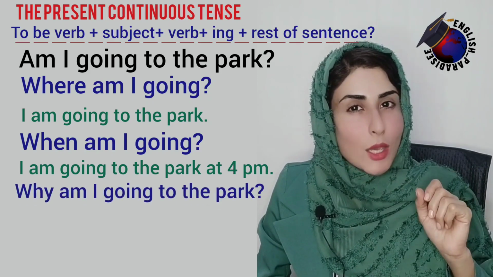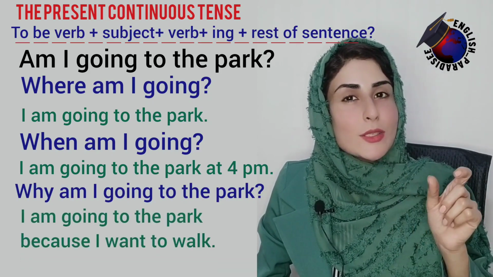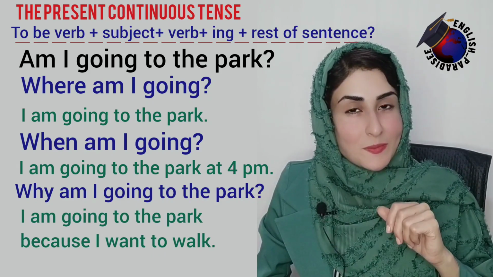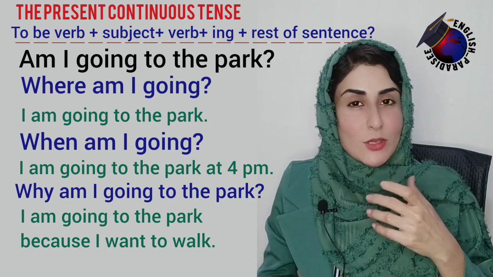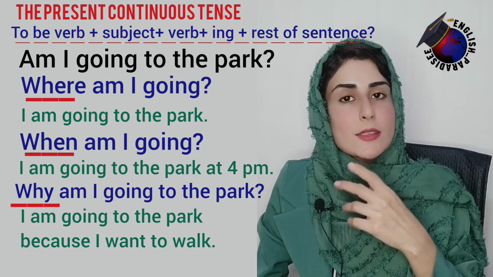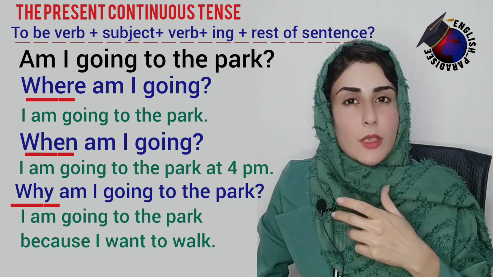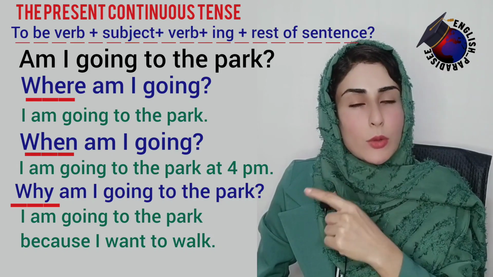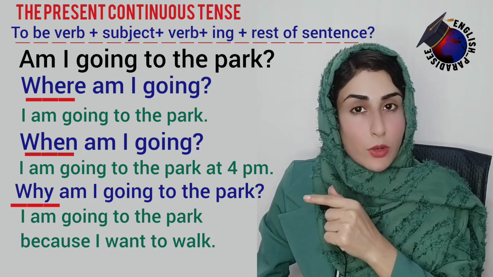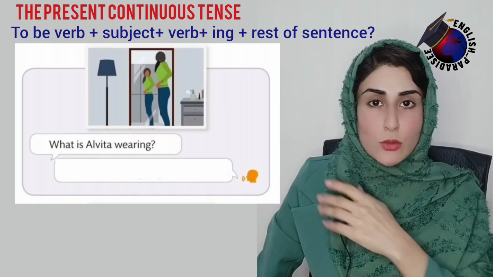Why am I going to the park? The answer would be, I am going to the park because I want to walk. Okay? So that's so simple. If you want to add WH question words such as where, what, when, why, how long, and etc., you can add WH question word before a question order in the first place. Okay? Okay, now let's look at these pictures and answer these questions.